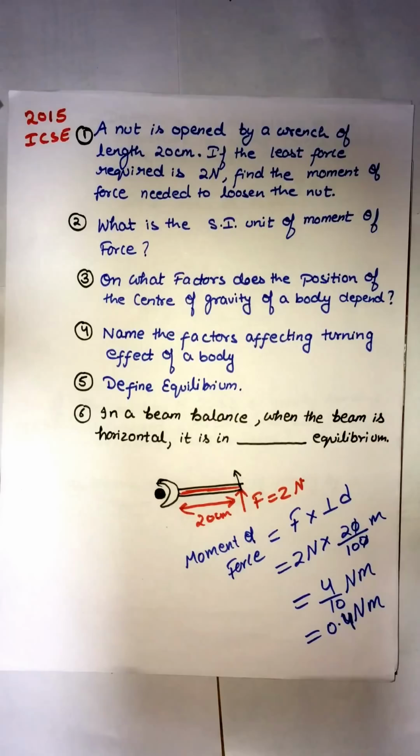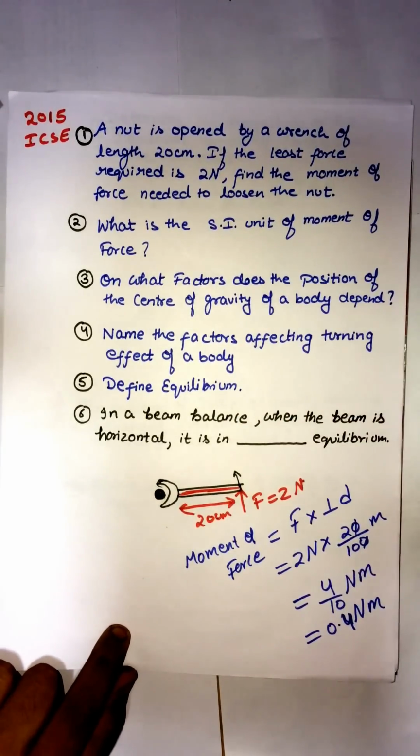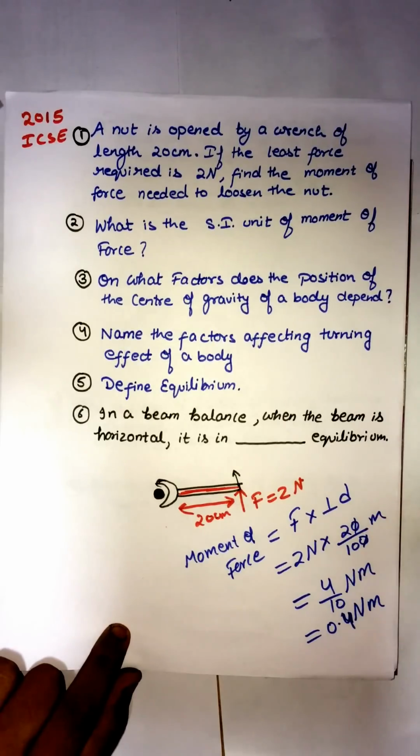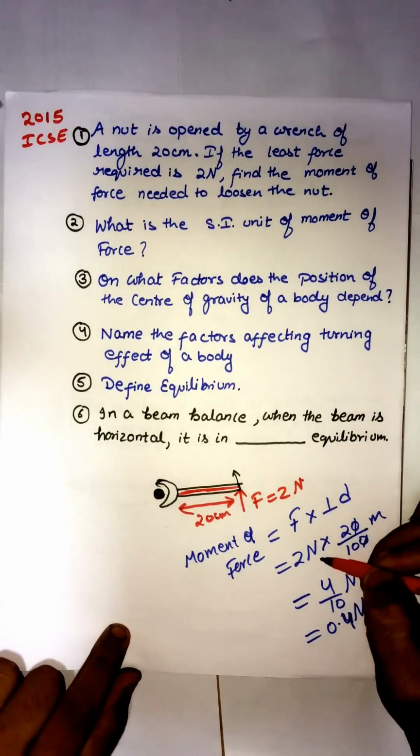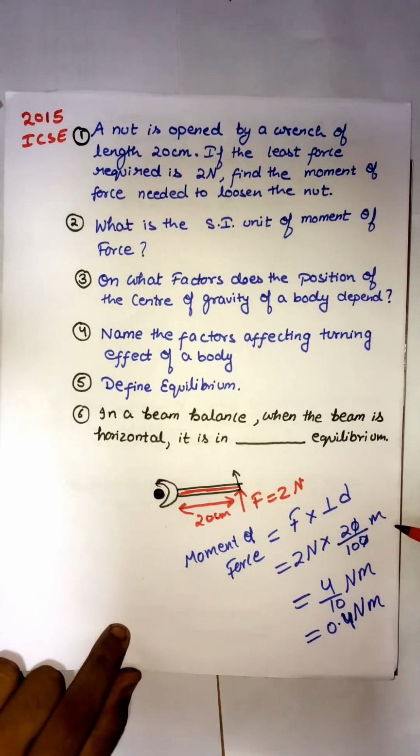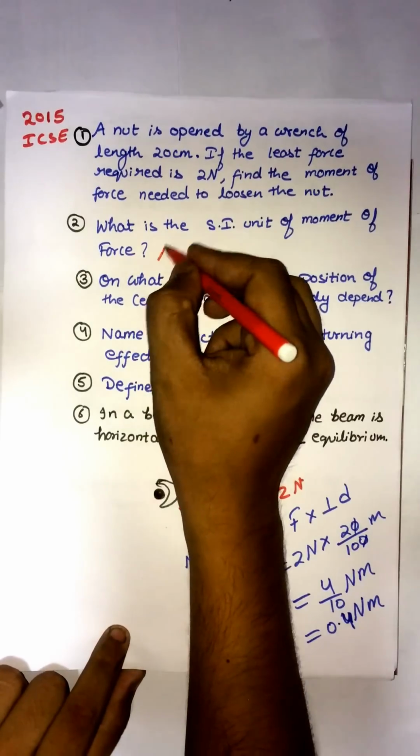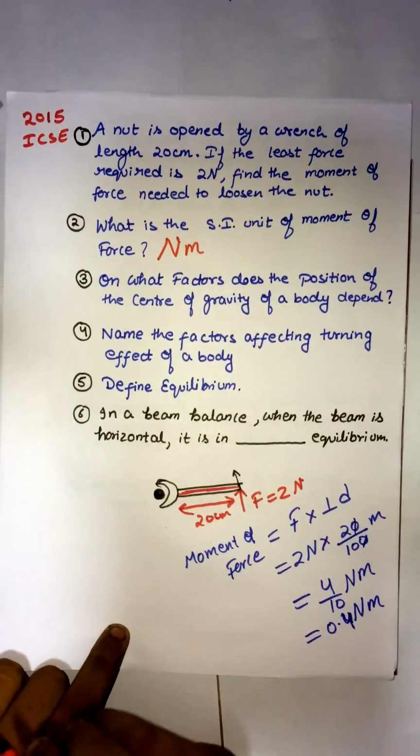Now the next question is, what is the SI unit of moment of force? That's an easy one. The formula for moment of force is force into perpendicular distance. Force has a unit Newton and distance has a unit meter. So here the unit will be Newton meter.